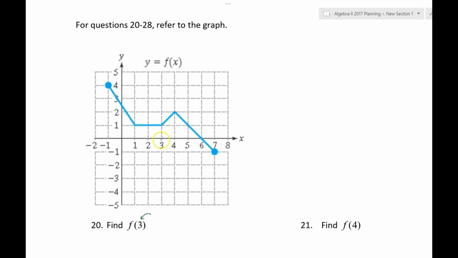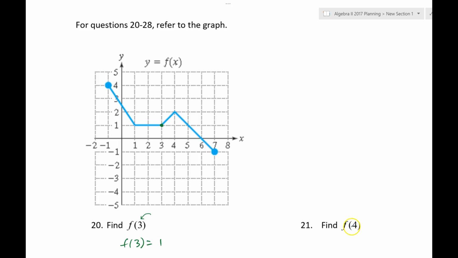Remember, x is our input, so I'm going to find my input value and then look up and down to figure out what output comes from the input of 3. Right here will be our value. So f of 3 is going to equal 1.